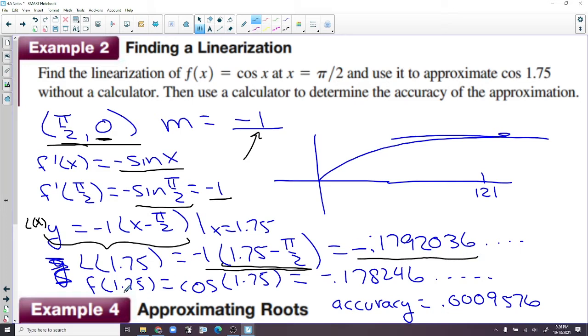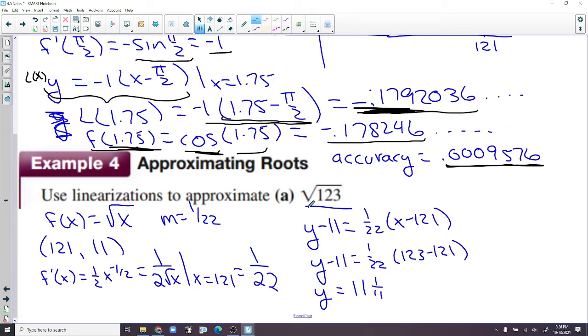0.1792036. We can actually find out what f of 1.75 is just by plugging it into the original function right here. So we're going to plug it into cosine. Well, it turns out that it's actually negative 0.178246. So that's pretty close. And you know, we're approximating the value, and it's 0.0009576 off. So that's the error in the approximation.